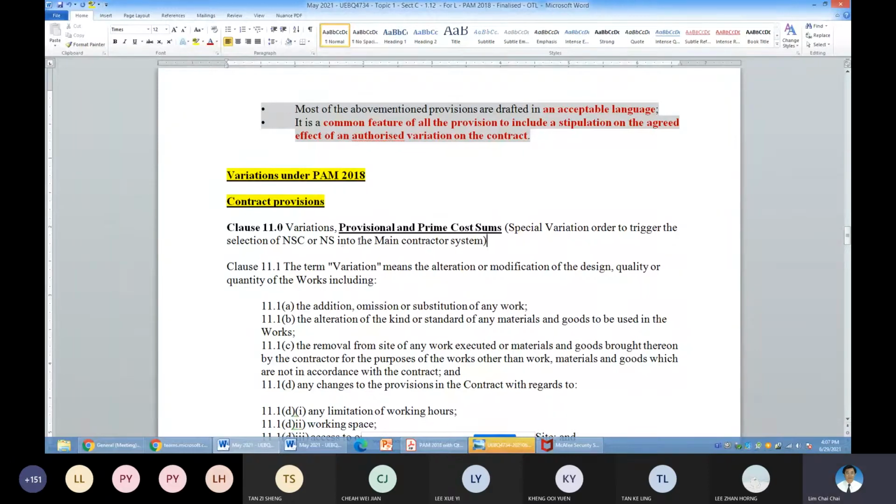First of all, there must be a provisional sum or prime cost sum. And then the architect will issue a variation order, a special variation order, using the AI. So issue an AI, okay, to trigger.